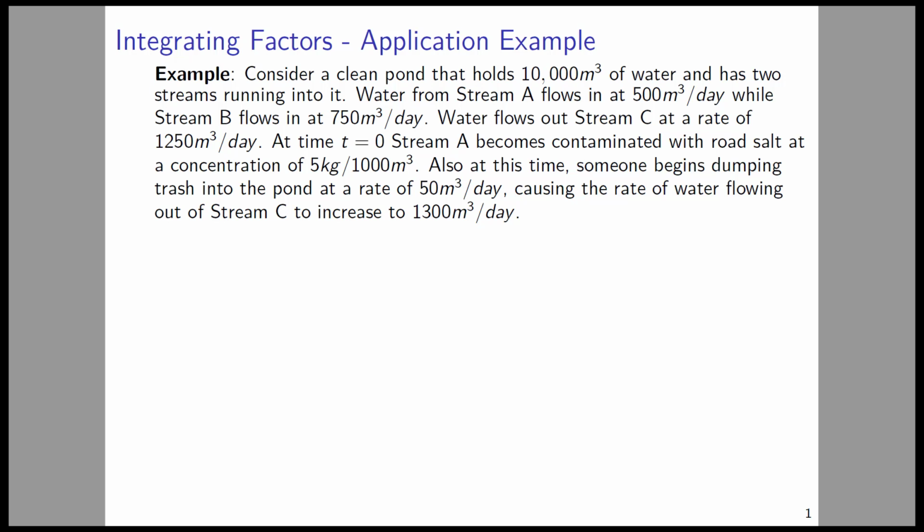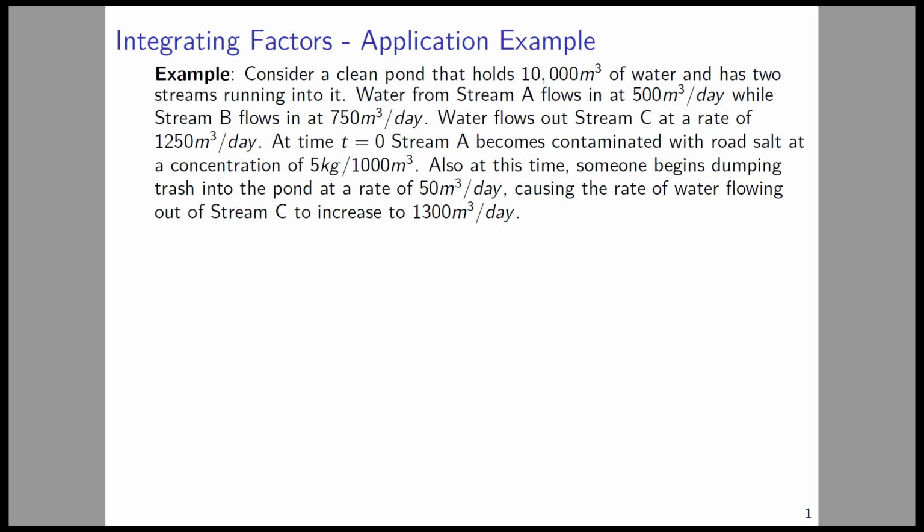So in total, the amount of water coming in is equal to the amount of water going out at the beginning. And then, at time t equals 0, stream A becomes contaminated with road salt at a concentration of 5 kilograms per 1,000 cubic meters.